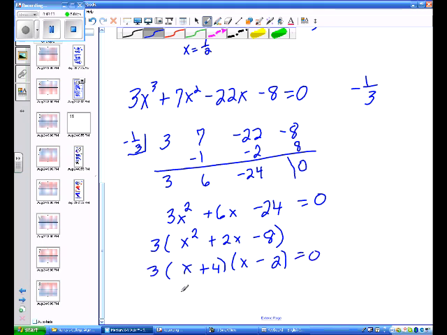Then I can set each factor equal to 0. I know the 3 doesn't equal 0, so x plus 4 equals 0, or x minus 2 equals 0. Solving, I would subtract 4, so x is negative 4, x is 2. And I was told that x was negative 1/3. So now I have all of my roots, all of my solutions, all of the places where I cross the x-axis.